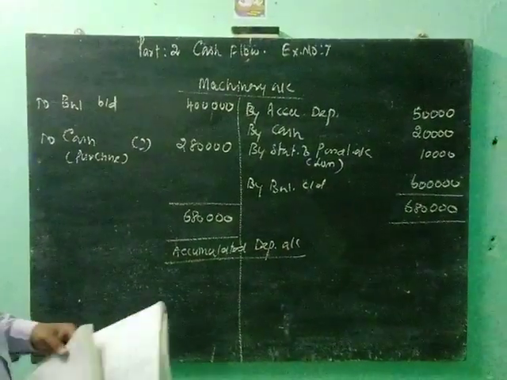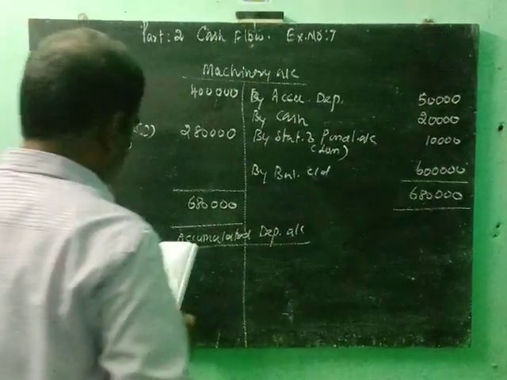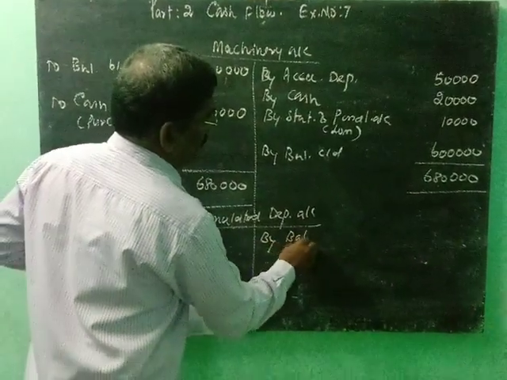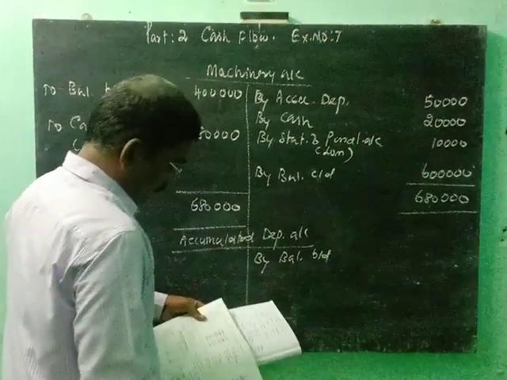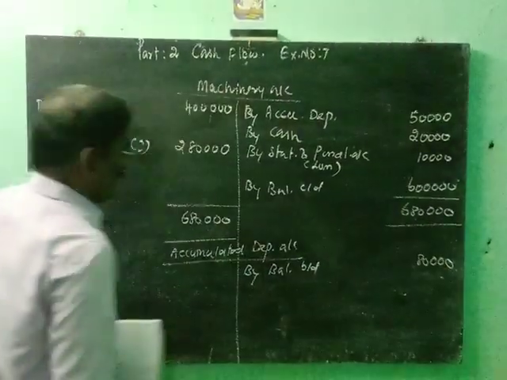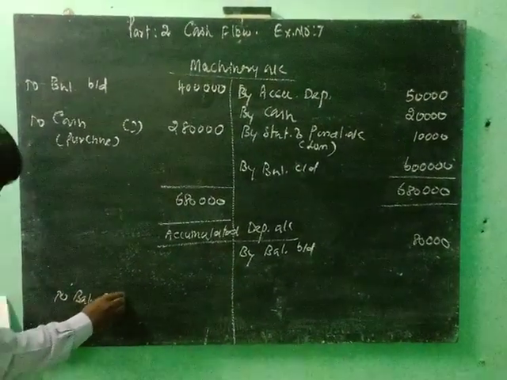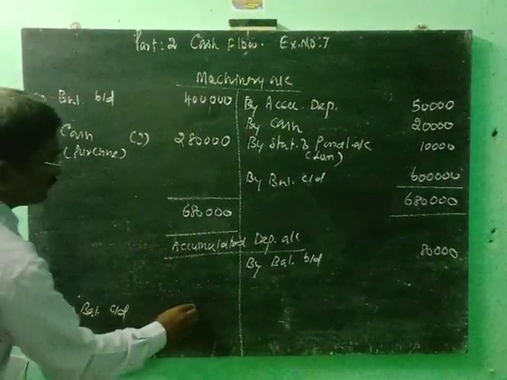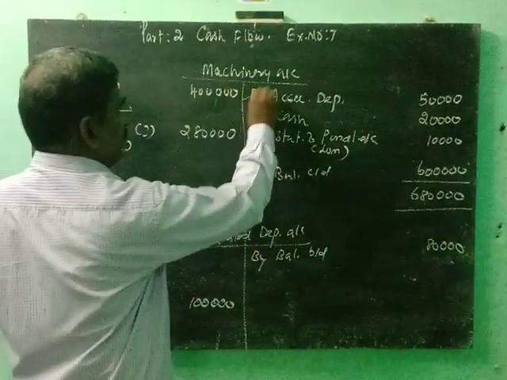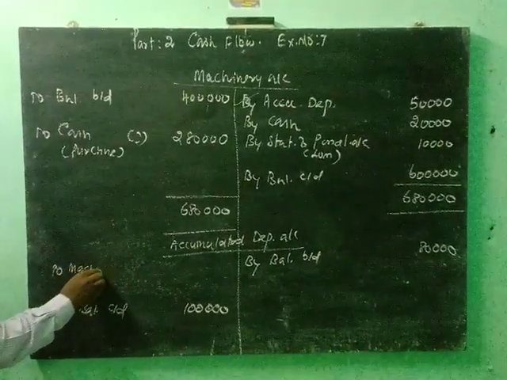Because separate account given in balance sheet. Accumulated depreciation, opening balance is 80,000. Accumulated depreciation is provision. Provision means liability. Liability is credit balance. So the opening balance is 80,000 and the closing balance is 1 lakh. So in this year 50,000 is written off to machinery account.